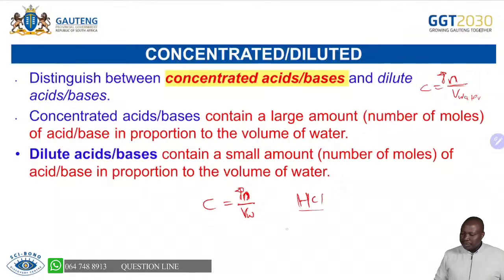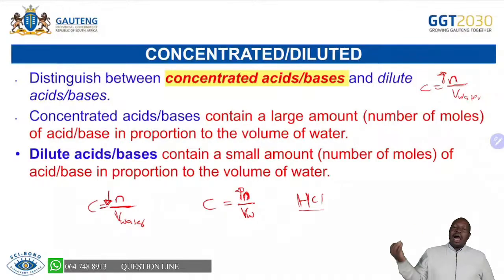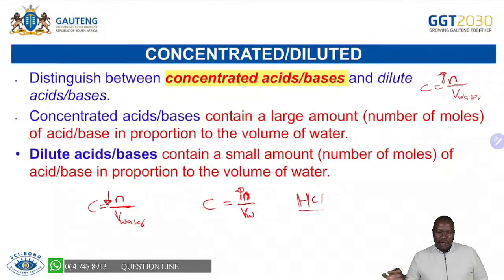So what am I saying? A dilute acid will contain a small number of moles in proportion to the volume of water. So don't forget that concentrated is not to be confused with strong and weak. Strong is how much it will ionize when we put it in water. We said strong acids ionize completely in water, while weak acids ionize incompletely in water. But concentrated refers to how many moles we have of the acid in proportion to the volume of water.